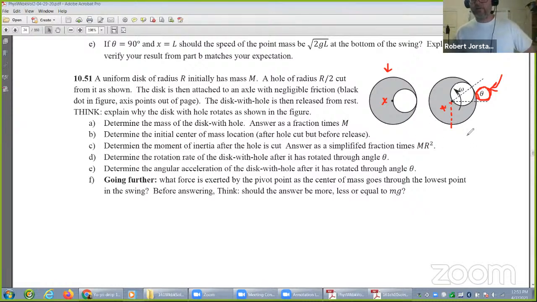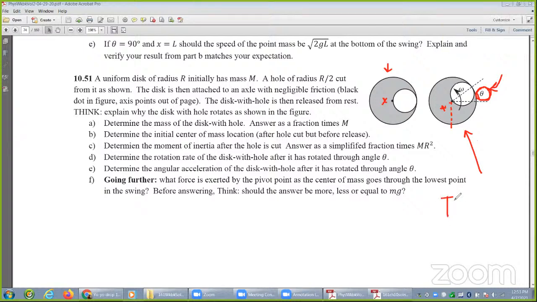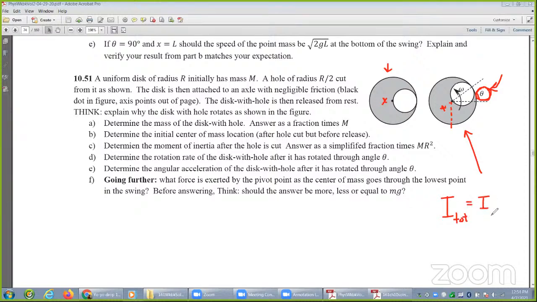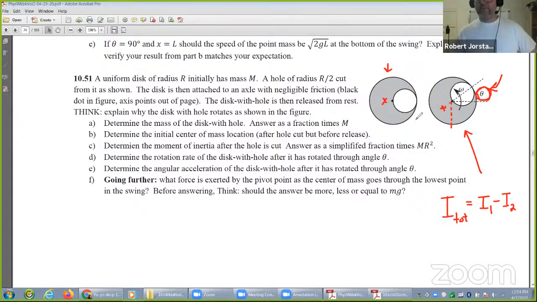How would you get the moment of inertia of this? Do you remember? It's just a disk, right? The moment of inertia of the disk, minus the moment of inertia of the hole. But then you've got to change it by md squared because it's not centered, right? Yes. Good catch.